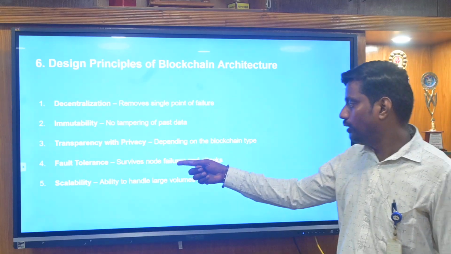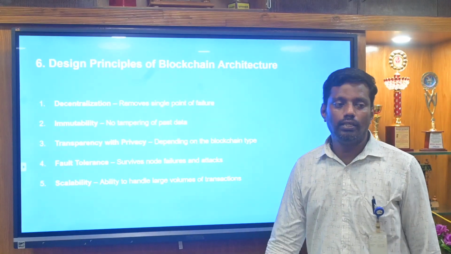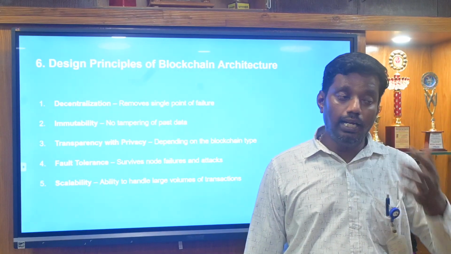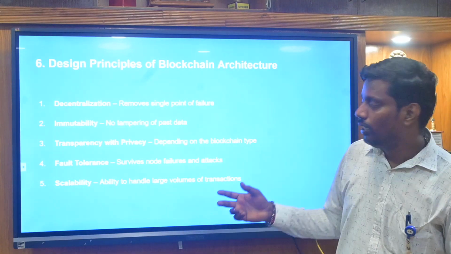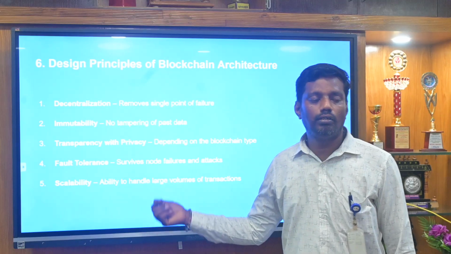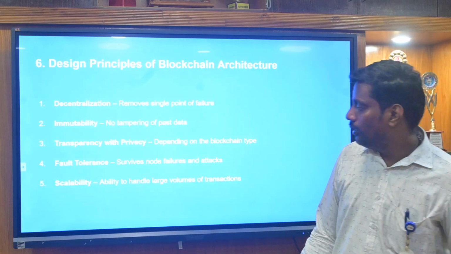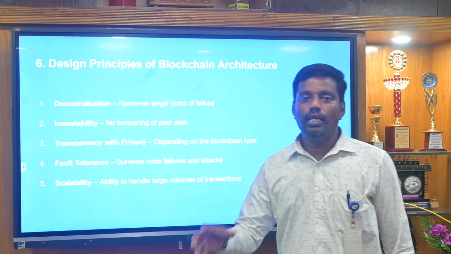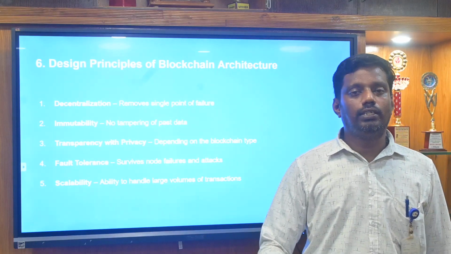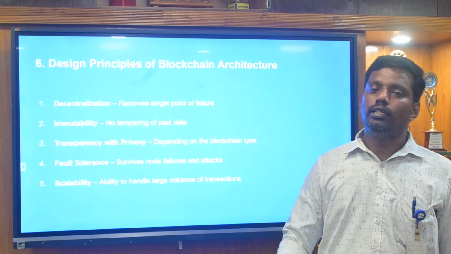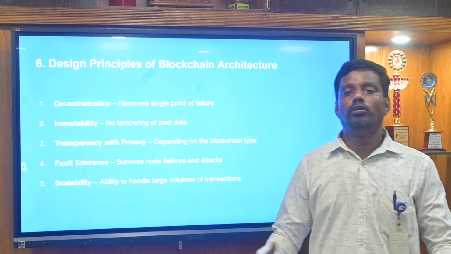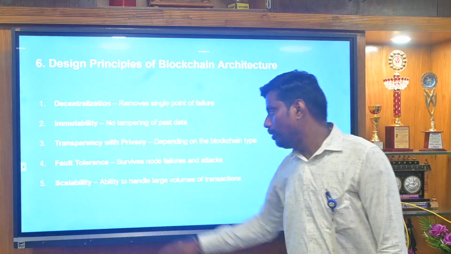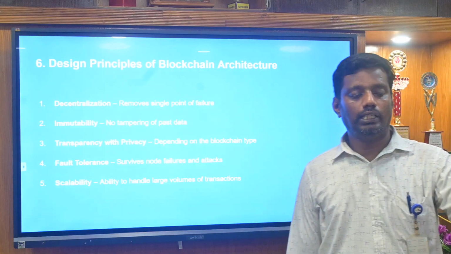Then fault tolerance: it survives node failures and attacks. It is handled, so it will not allow any attacks to take over, and any failures cannot be caused in your blockchain architecture. And the next one is scalability. In the case of publicness, scalability is not allowed, but in the case of privateness, you have an extendable option. That is the ability to handle a large volume of transactions.